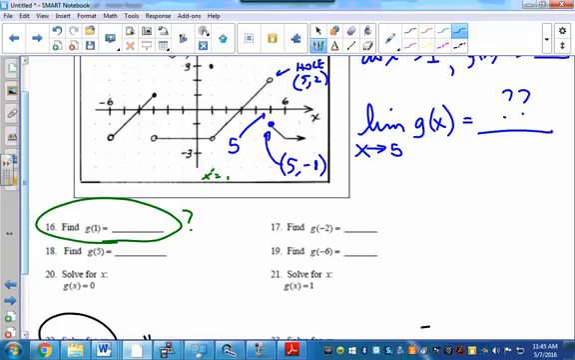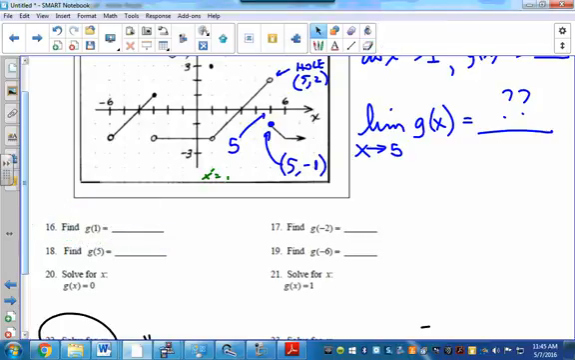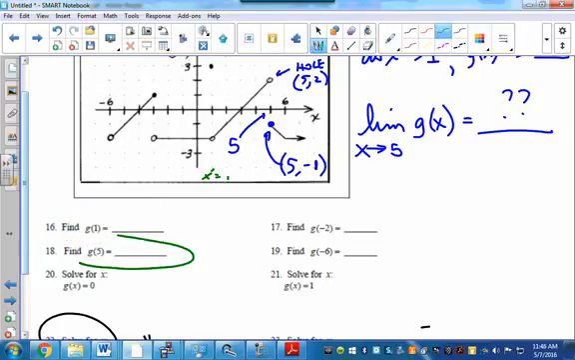Now, if we were to ask, what is the y value when x is 5? That's the easy problem. Remember, g of 5, that was -1. You just look and see where the dot is. The limit problem is more enticing.